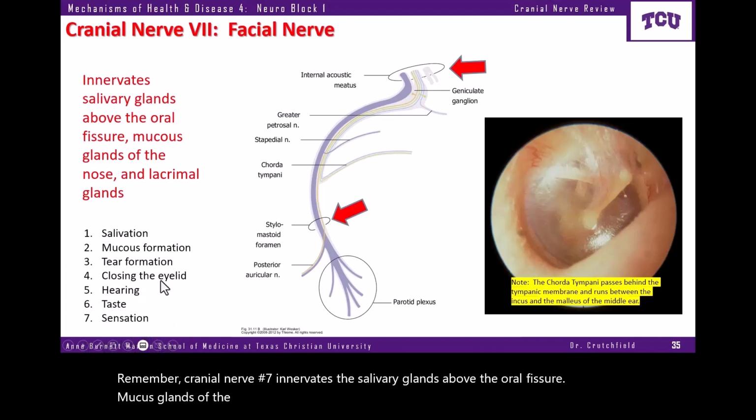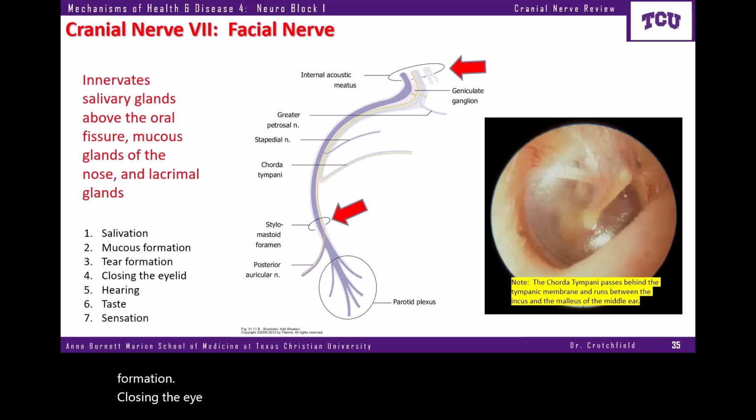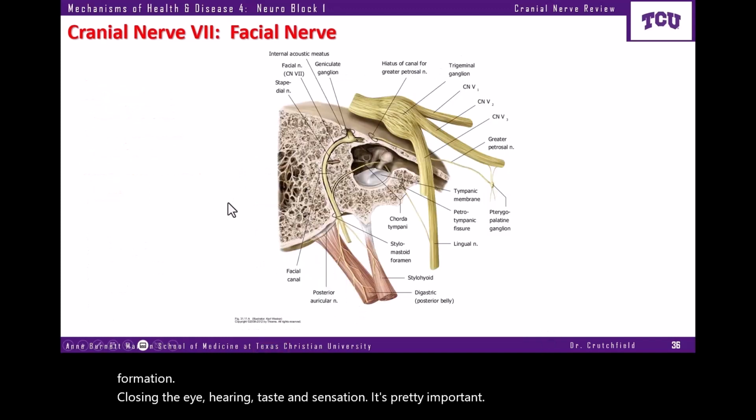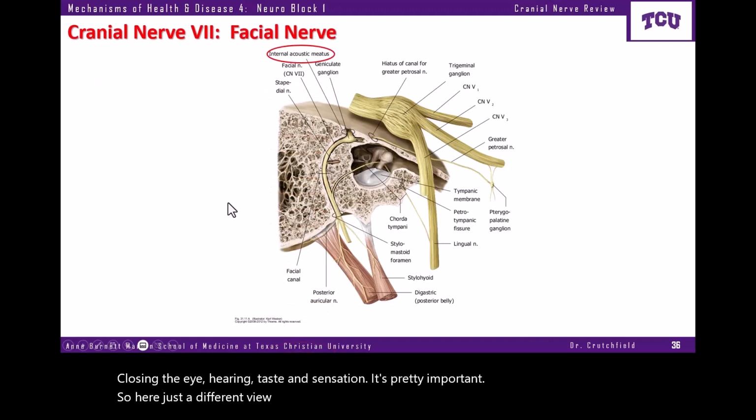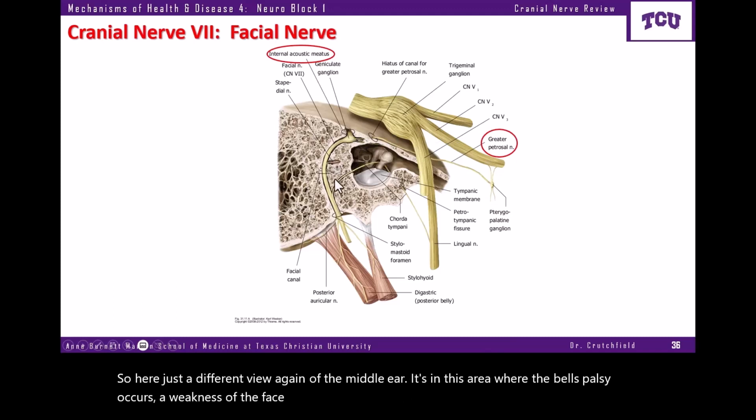It helps with salivation, tear formation, mucus formation, closing the eye, hearing, taste, and sensation. It's pretty important. So here, just a different view again of the middle ear. It's in this area where the Bell's palsy occurs, a weakness of the facial nerve for reasons that we don't truly understand. The important structures are highlighted.